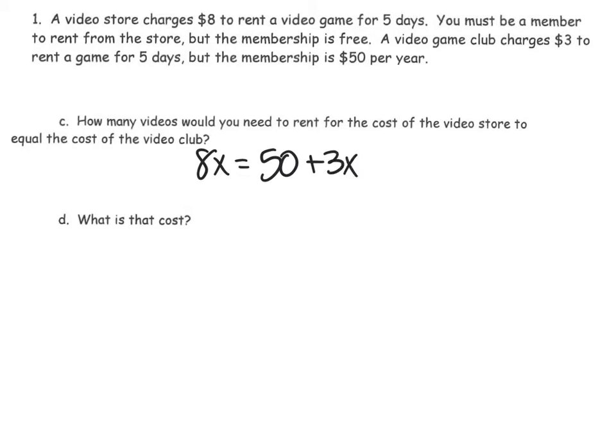Yep. I've decided that I don't want to write 0 plus because that's a huge waste of my time. 8x equals 50 plus 3x. I am making the store equal to the club because I want to know what amount of games I will need to rent so that the pricing will be equal. Okay, solve it. Bring the smaller variable over first.